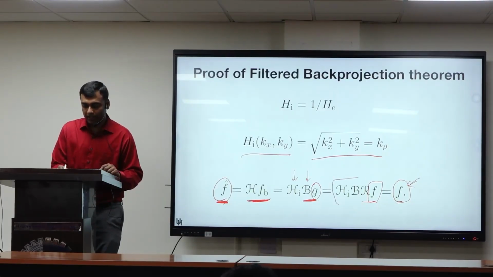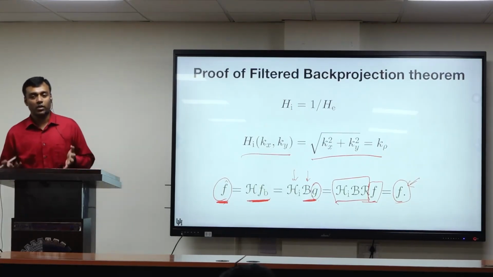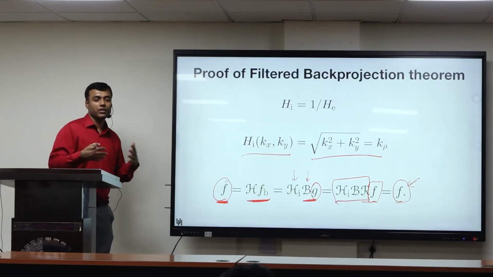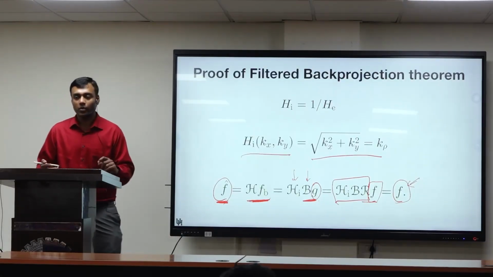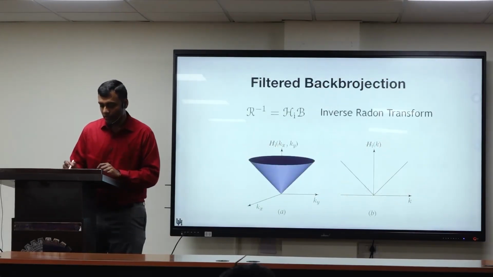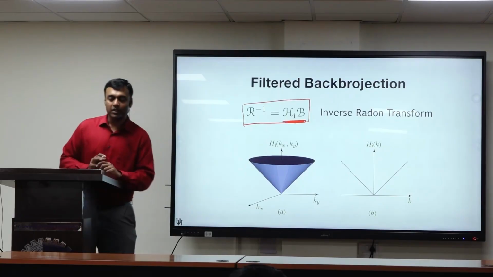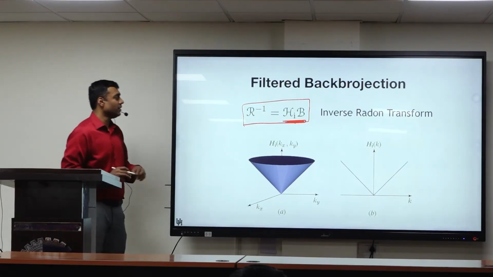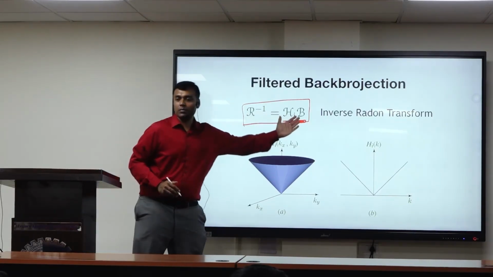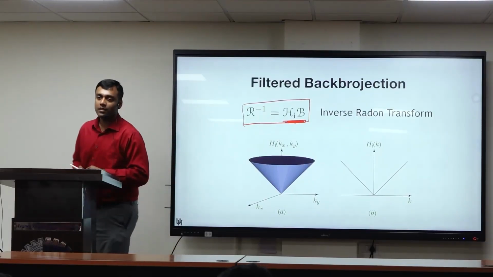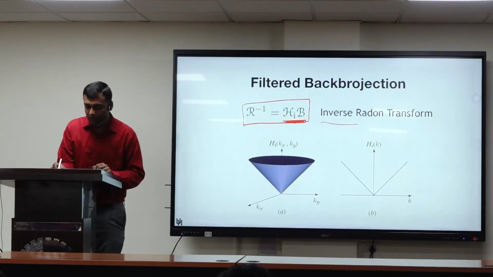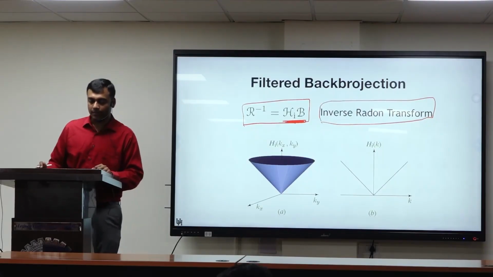So therefore it means that H times B times R has to be 1. The three operations put together are equal to 1. In fact, that also means that the inverse radon transform is the filtering operator times the back projection operator. So this is called the inverse radon transform.